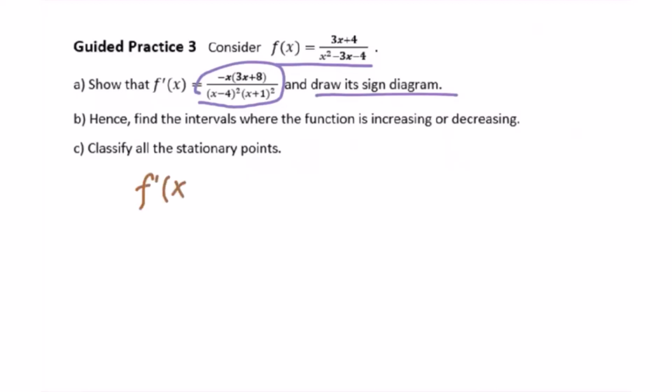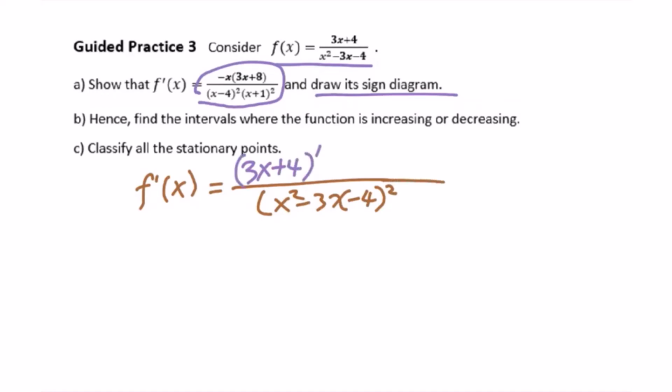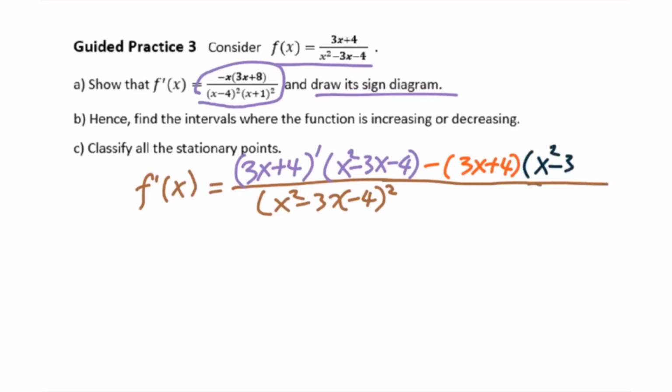So for f prime of x, make sure you do the quotient rule. So we have (x squared minus 3x minus 4) squared. We do 3x plus 4, we do the derivative, then times x squared minus 3x minus 4. Then here's minus 3x plus 4, you stay, then you multiply by x squared minus 3x minus 4. We do the derivative.